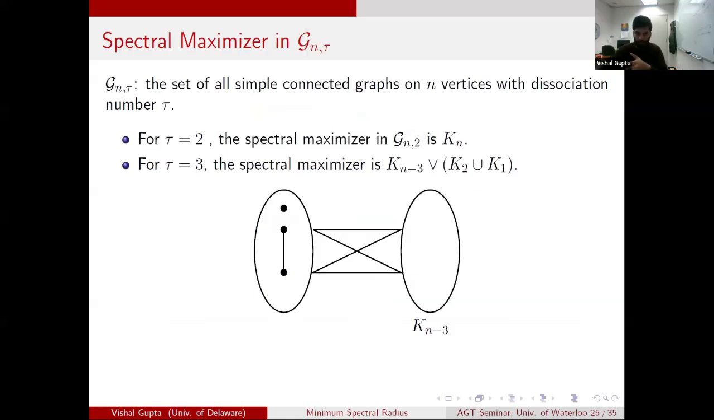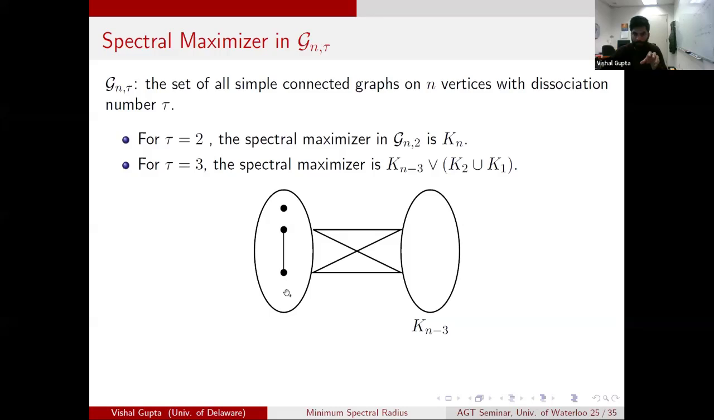Okay, so coming back to the problem of the spectral minimizer, but before that, I will quickly talk about the problem of maximizing the spectral radius in the set. So just like in the previous class, we denote the set of all simple connected graphs on n vertices and dissociation number tau by this fancy G_{n,tau}. For the smallest case, when the dissociation number is 2, since the complete graph has dissociation number 2, that is the spectral maximizer. When the dissociation number is 3, we take a dissociation set on 3 vertices and the remaining n-3 vertices as the second partition. And since we want to maximize the spectral radius, we add all possible edges. So on this set of n-3 vertices, we get a complete graph.